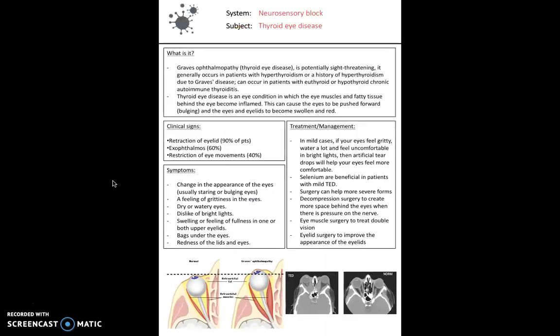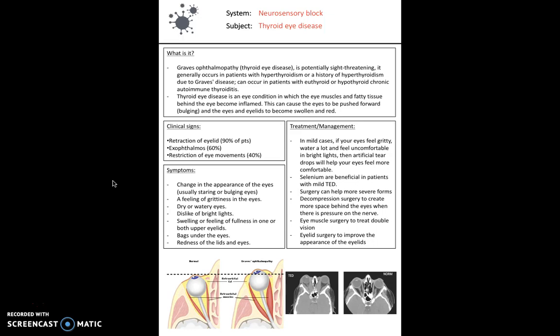So let's begin. First of all, we have thyroid eye disease, which is when the muscles and the fatty tissue within the eye socket become inflamed and swollen, and this pushes the eyeball forwards and affects the eye movement. Normally it's associated with hyperthyroidism, particularly Graves' disease. However, this isn't always the case. It doesn't have to have a direct link to some kind of hyperthyroidism.